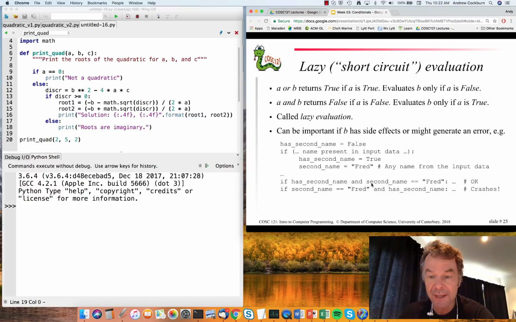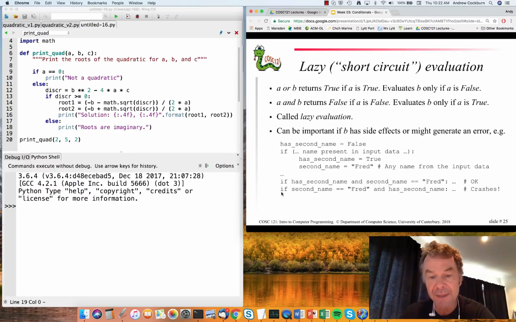So because Python's lazy, it'll never get round to looking at the value that's referenced from second name. So our program in this case will be fine. It'll process perfectly okay because it'll never go off and evaluate the second part. Having determined that has second name is false, it doesn't need to do the second part because it's impossible for false and something to be true.